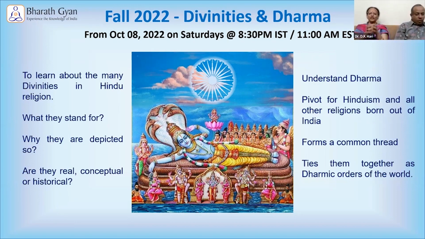And why do we want 33 crores? Why not 5 crores or 500 crores? Why did we stop with 33 crores? And are they really 33 crores? So how do we understand this term, and the idea of needing so many divinities? That is what we are going to be seeing through this particular fall.